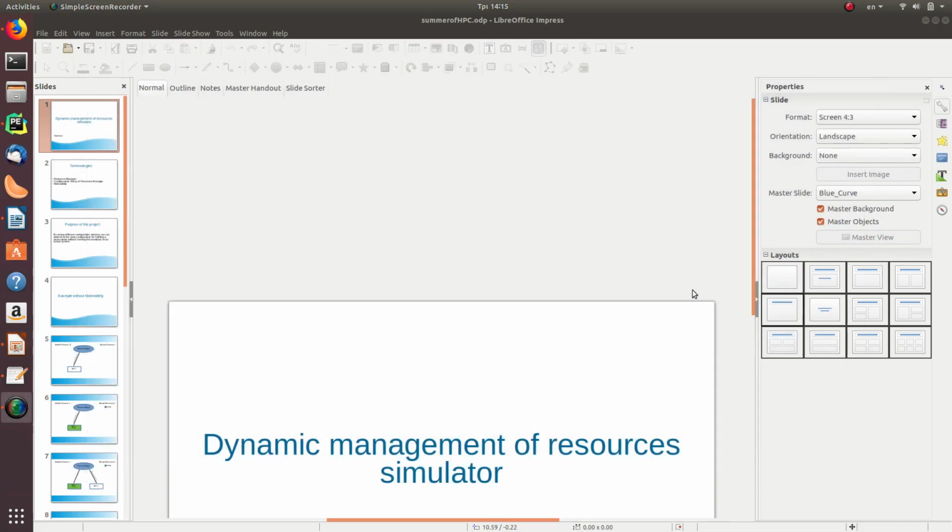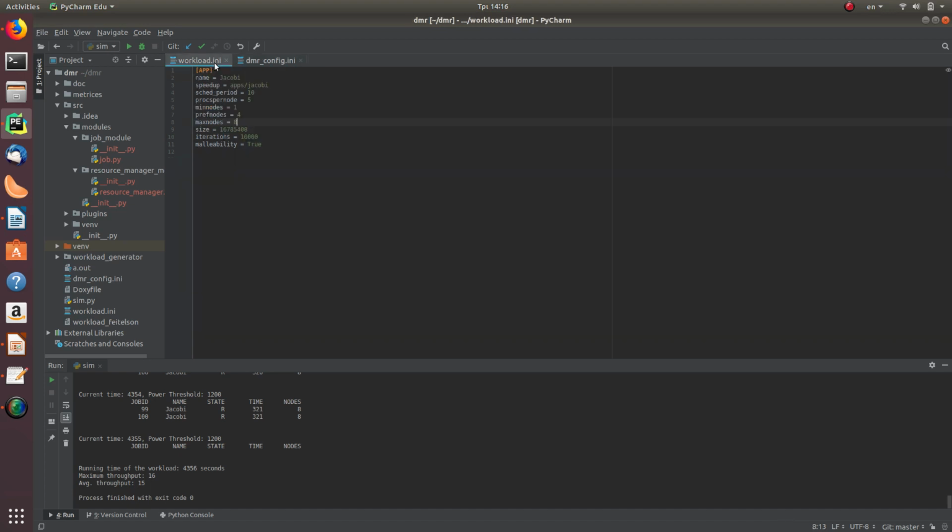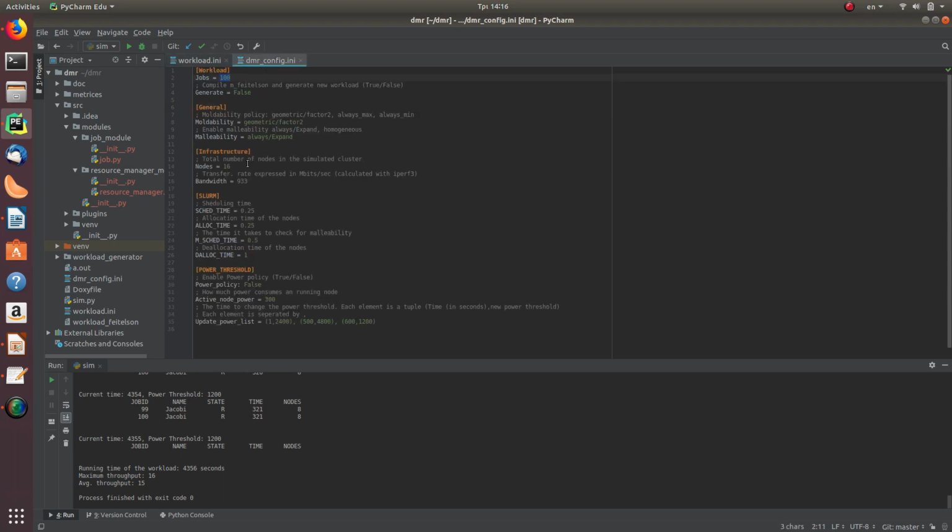Now, let me show you a demonstration of the simulator. So right now the simulator supports two policies for malleability, and we want to see the difference between them. So let's create a workload of 100 applications. Each application has a minimum number of resources of 1 and a maximum number of resources of 8. Also, the application has a preferred number of resources. We use this number in one of the two policies. This number can be any number between the minimum and the maximum. One more thing to say is that the available resources are 16.